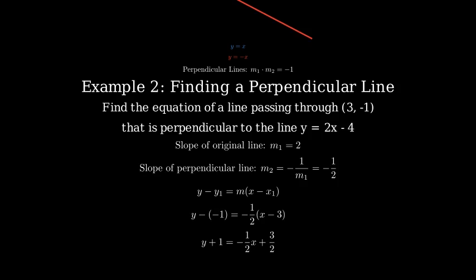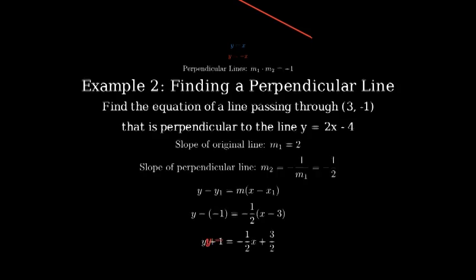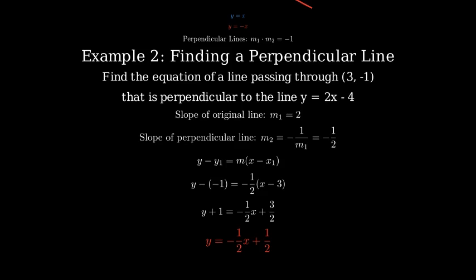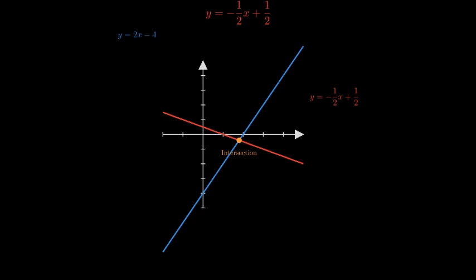Simplifying, we get y + 1 = -1/2 x + 3/2. So our final answer is y = -1/2 x + 1/2. Let's visualize our perpendicular lines example. Here's the original line, y = 2x - 4 in blue, and our perpendicular line, y = -1/2 x + 1/2 in red. Notice that they intersect at a right angle, confirming they are indeed perpendicular.